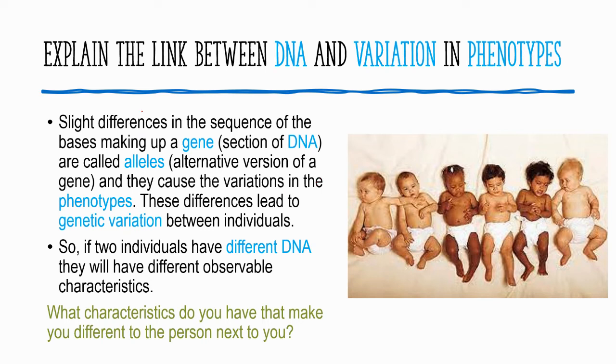We want to be able to explain the link between DNA and variation in phenotypes. Slight differences in the sequence of the bases making up a gene, which is a section of DNA, are called alleles, or alternative versions of a gene. They cause the variations in phenotypes. The phenotype is what is observed, the physical characteristics. These differences lead to genetic variation between individuals. So if two individuals have different DNA, they will have different observable characteristics. What characteristics do you have that make you different to the person next to you?